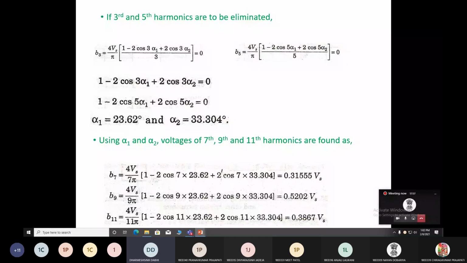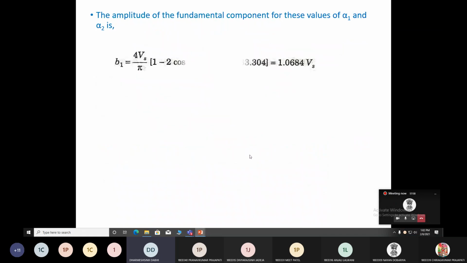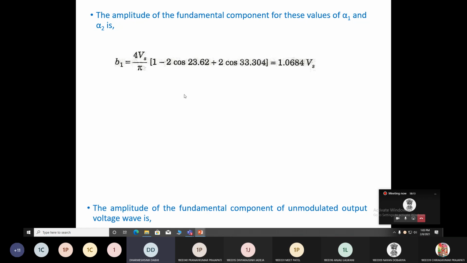Again you can see here that for these values of alpha 1 and alpha 2, the other order harmonics like 7th, 9th and 11th have these values. If you put n equal to 7 and these values of alpha 1 and alpha 2, the other harmonics values are this. Now you can see that in this case the fundamental component magnitude, n equal to 1, B1 component is 1.06 times Vs for these values of alpha 1 and alpha 2.